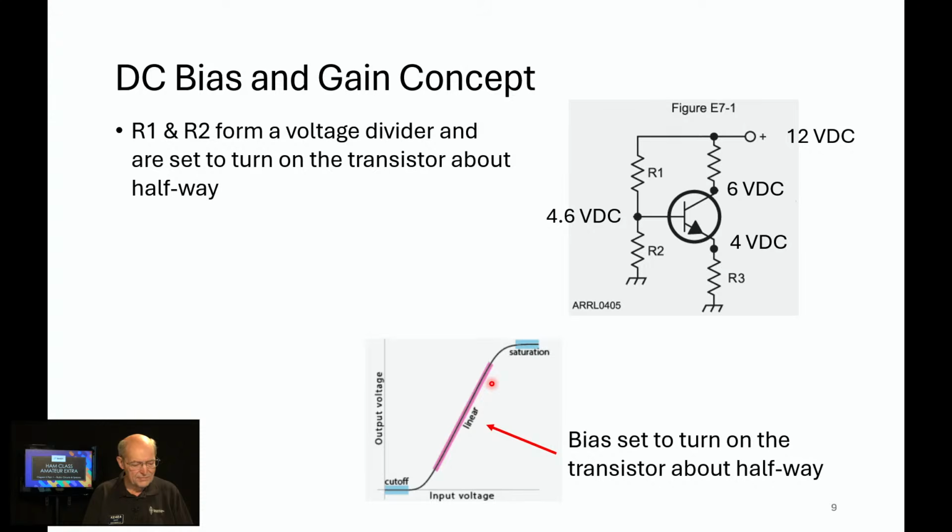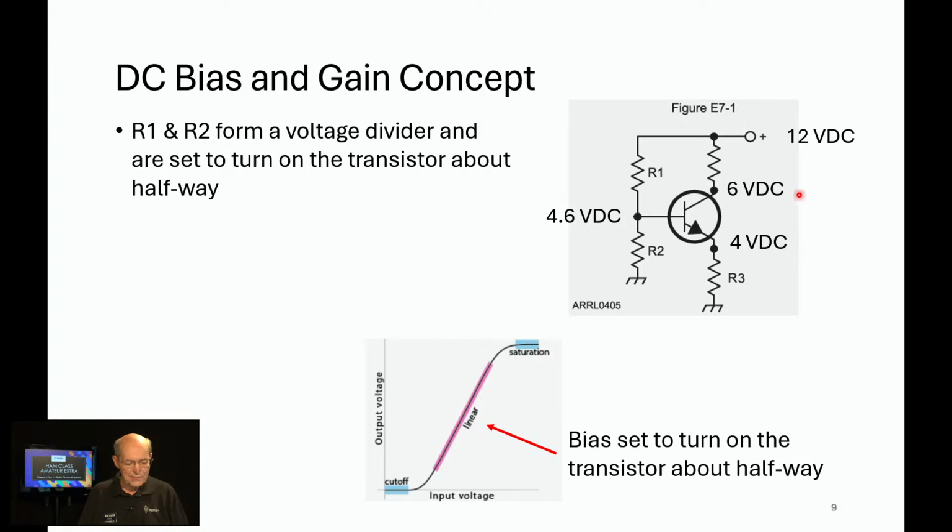Now the DC bias and gain concept. Let's assume that the transistor is in full saturation. That's this point here. It's conducting just as hard as it possibly can. At the other extreme, it's at cutoff, where it's not conducting at all because of the voltages that are present. So what we want to do for the most common amplifier configuration is pick a point that will turn the transistor on about halfway.